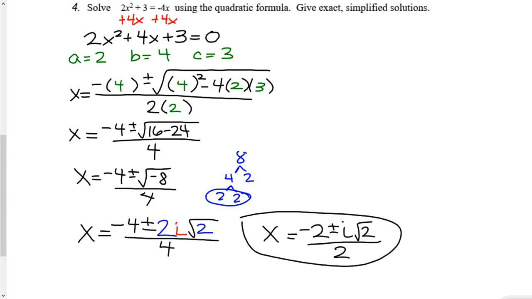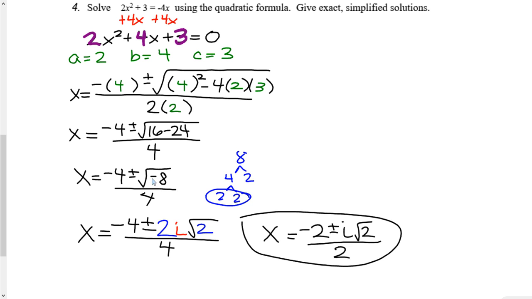All right, so in this one I rearranged by adding the 4x. So my a is now a 2, my b is 4, and my c is positive 3. So I went ahead and plugged into the quadratic formula. The opposite of 4 was negative 4. When I did 4 squared minus 4 times 2 times 3, that becomes 16 minus 24, which is negative 8.